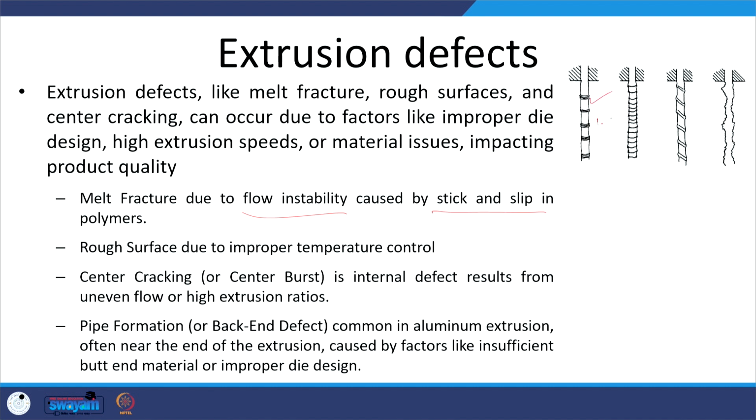This will lead to features on the surface like this. A rough surface is obtained due to improper temperature control during the extrusion. Center cracks, where the extruded surface has cracks at the center, are also called center burst. It is an internal defect that occurs due to unequal flow or very high extrusion ratio conditions. Piping defect or back end defect is commonly observed in aluminum extrusion, especially at the end of the extrusion, which is caused by factors like insufficient butt end material or improper die design.